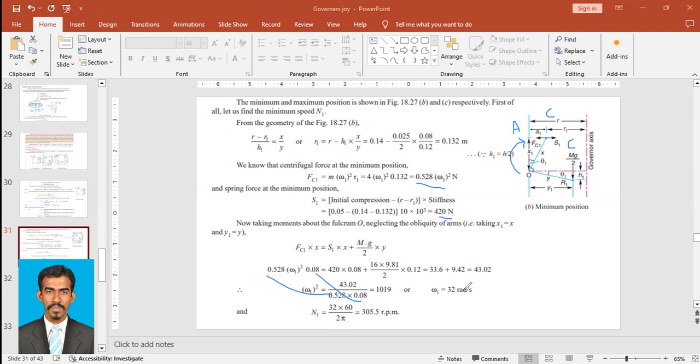From this, you can find N1 in RPM, that is 32 into 60 by 2 pi, which will give you 305.5 RPM. So this is the RPM at the minimum position.